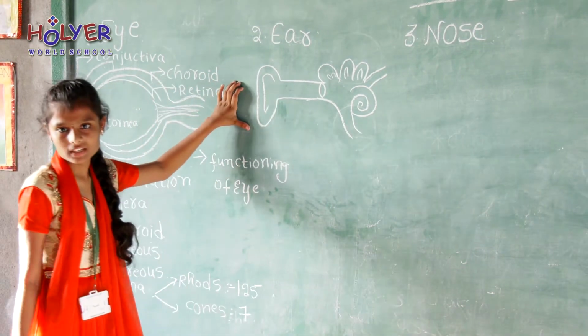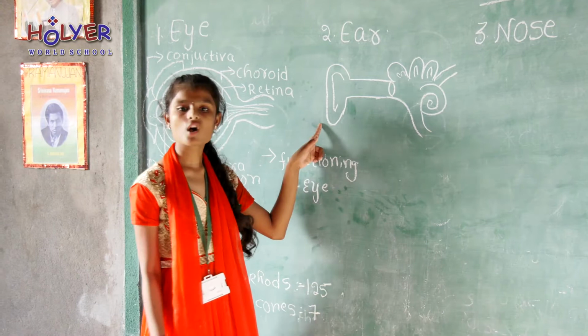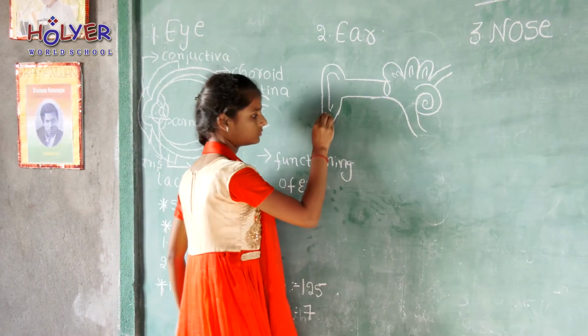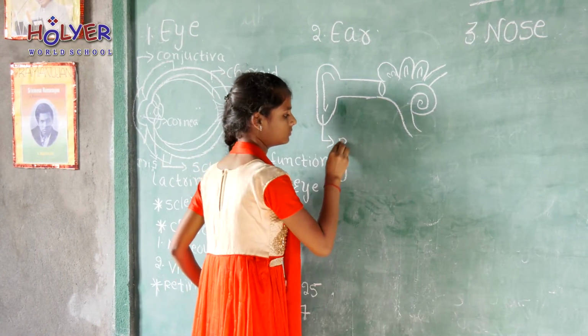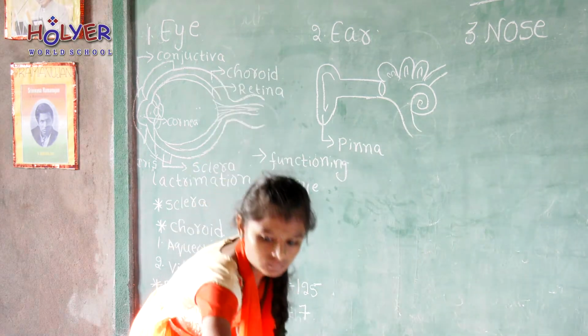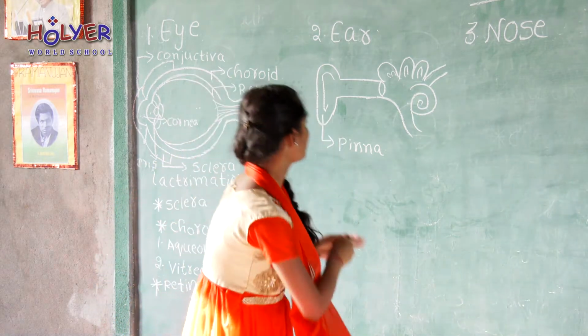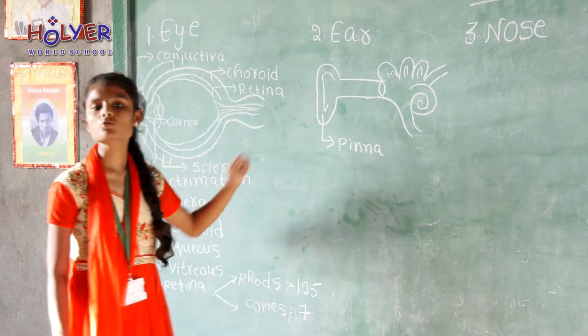This is the structure of the ear. The ear is the sense organ for hearing, and the outer ear is also known as the pinna. This is the pinna.